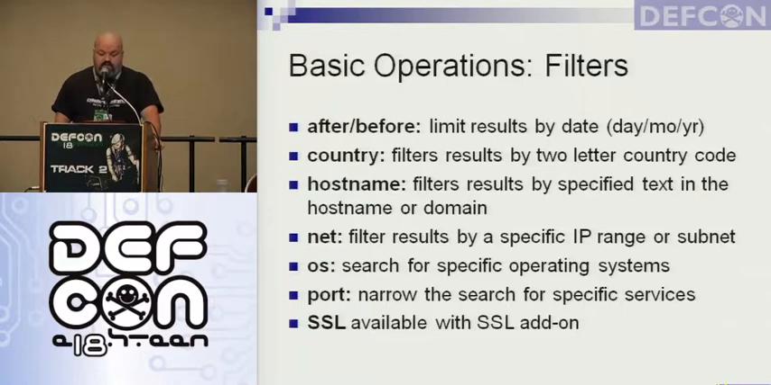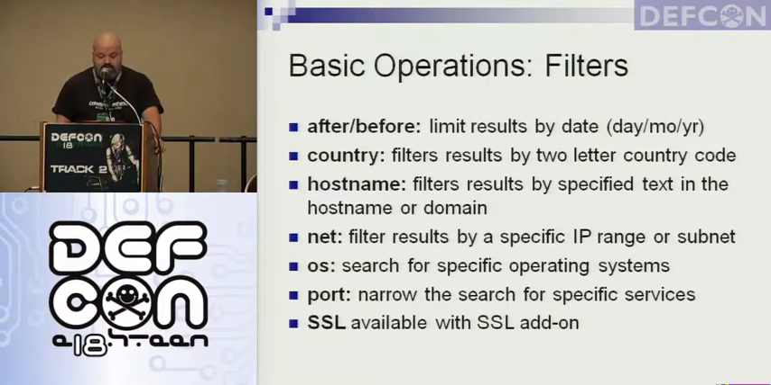The country filter filters by two-letter country code. So if you know the two-letter country code of the country that the IP address is registered to, for example, country : US will limit it to US registered IP addresses. Hostname filters by text in the hostname or domain. So if we want to limit our results to the .edu domain, or to google.com, or whatever words you want to use in a domain or a hostname, you can limit your results to that.